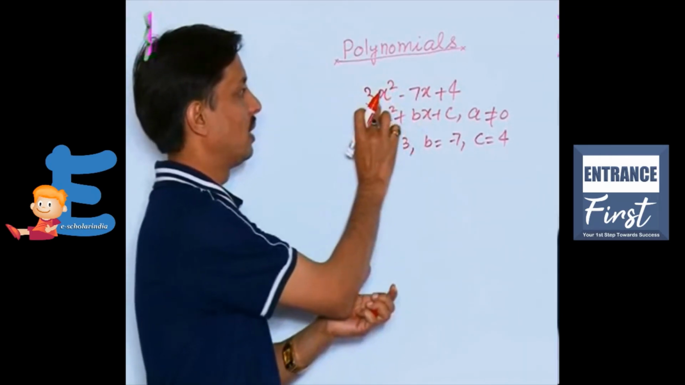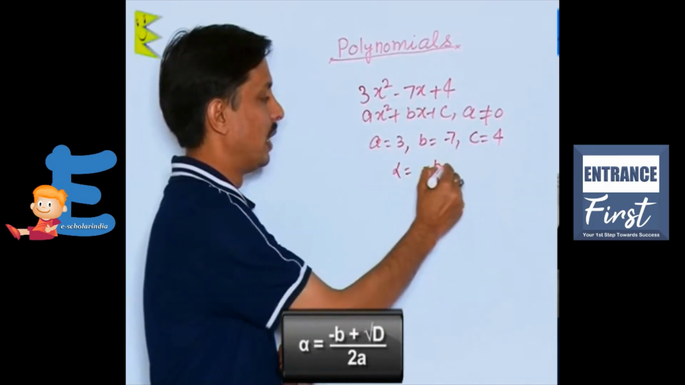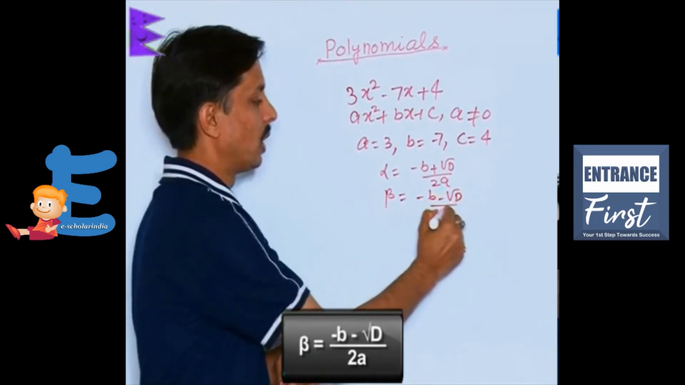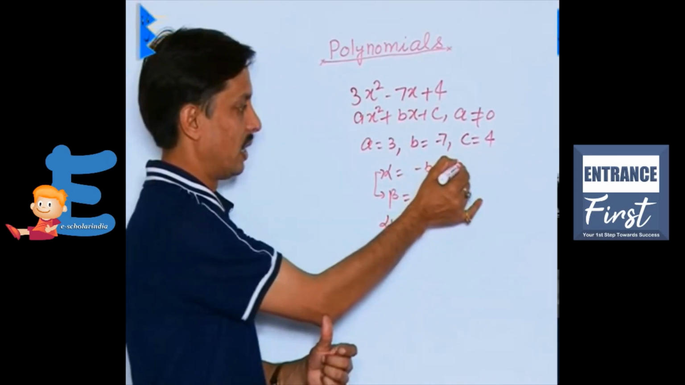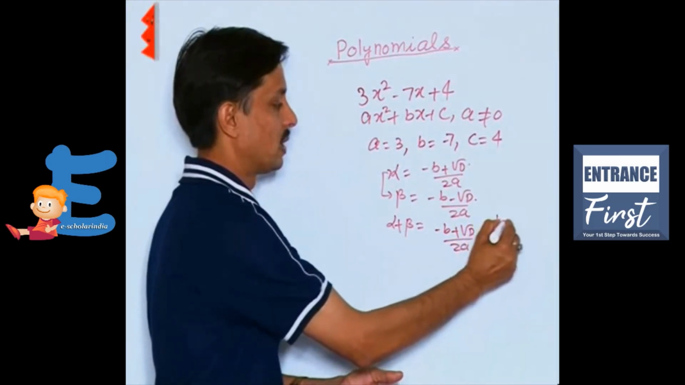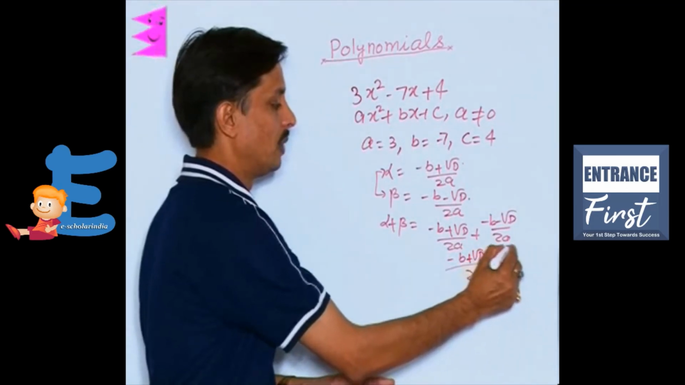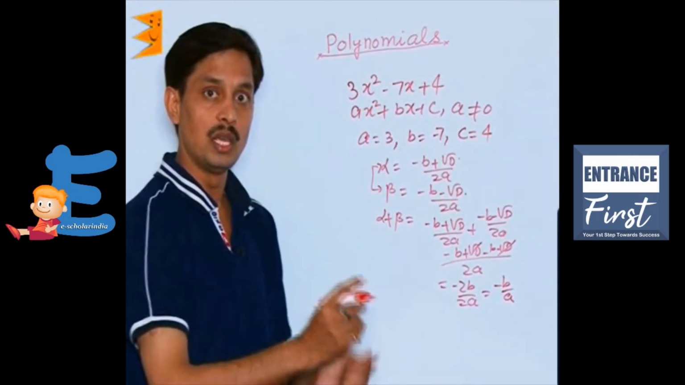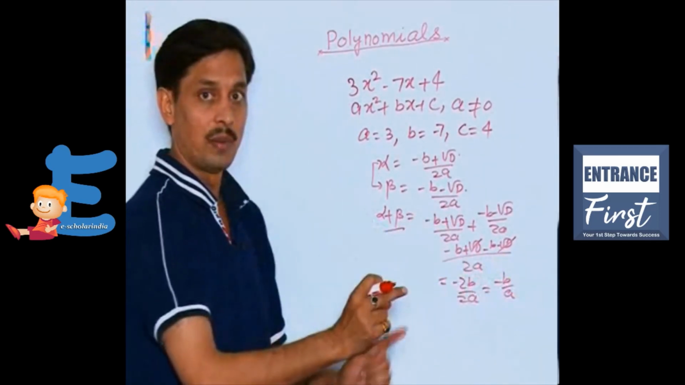If I ask you to find the zeros and their relation, in detail, the first zero alpha is always given by -b plus root d upon 2a, and the second zero is given by -b minus root d upon 2a. If I ask you to add, that is alpha plus beta, you will notice that minus root d and plus root d will cancel. How? -b plus root d upon 2a plus -b minus root d upon 2a. The LCM is 2a. This becomes -b plus root d minus b minus root d, that becomes -2b upon 2a. That's why this is -b upon a. So remember, the sum of zeros is negative b upon a, whatever b and a are.